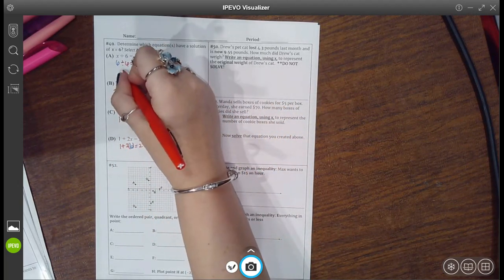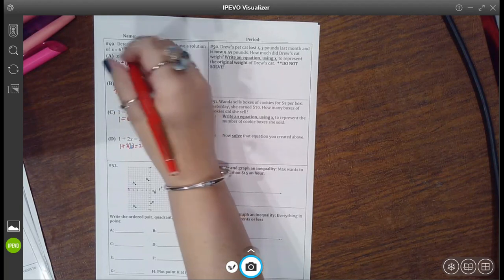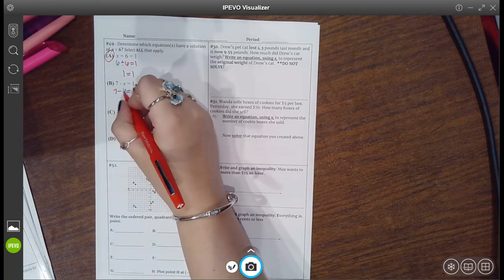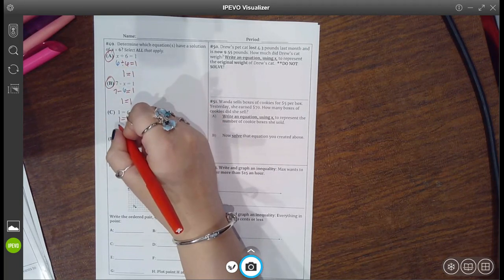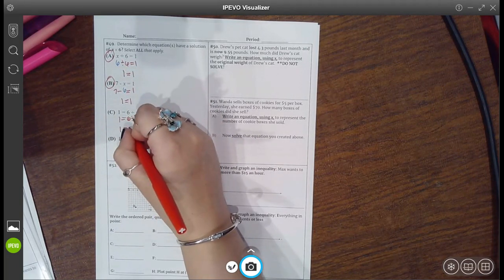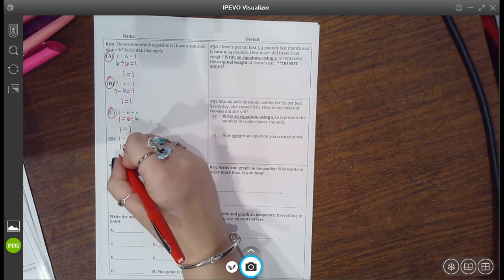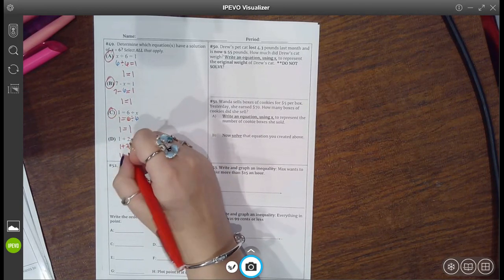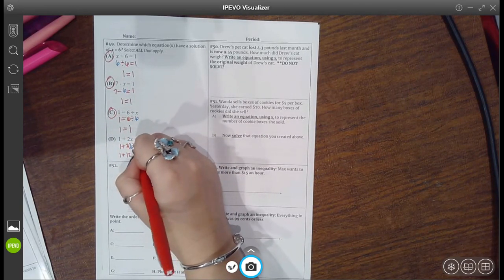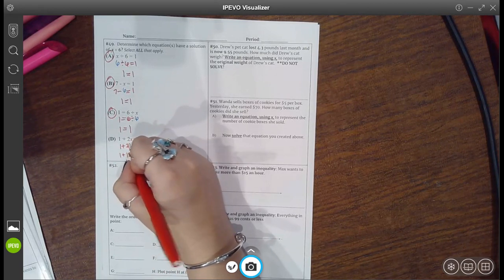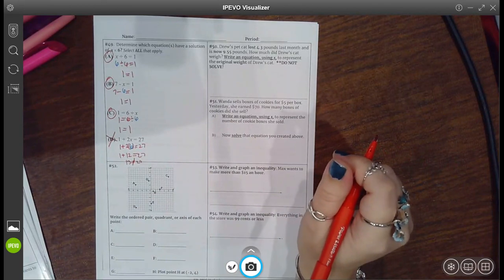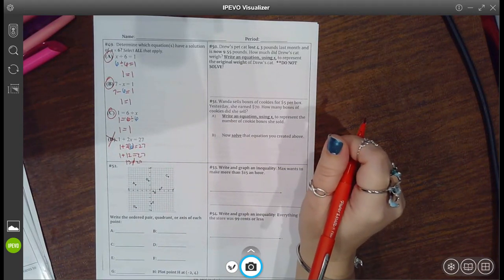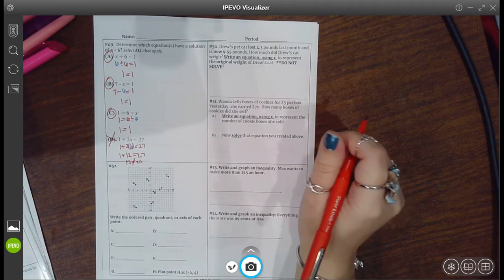6 divided by 6 is 1, and 1 is equal to 1, true. 7 minus 6 is 1, bring down the equals 1, true statement. 1 equals 6 divided by 6 is 1, true statement. 1 plus 2 times 6 is 12, and 1 plus 12 is 13, which does not equal 27. So there you go. That's the only one that did not have 6 as the solution.